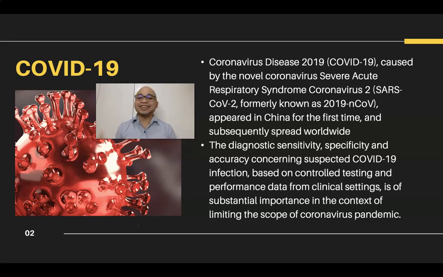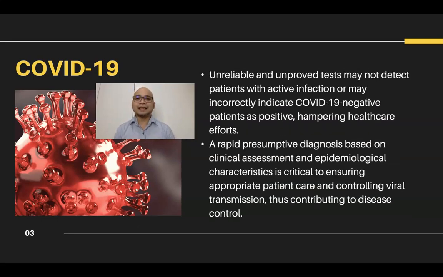The diagnostic sensitivity, specificity, and accuracy concerning suspected COVID-19 infection, based on controlled testing and performance data from clinical settings, is of vital importance in limiting the scope of the coronavirus pandemic. If you notice, countries that have done mass testing are the ones that can avert or control the pandemic itself.